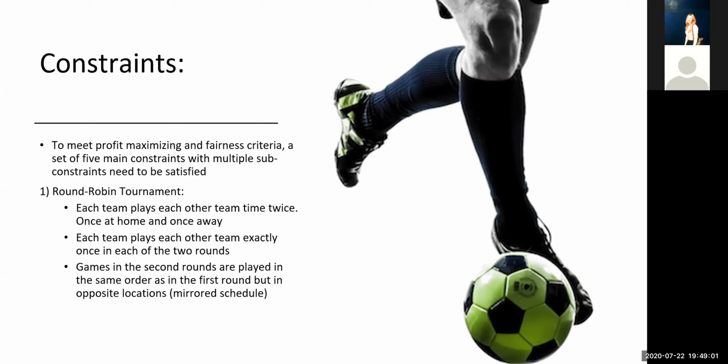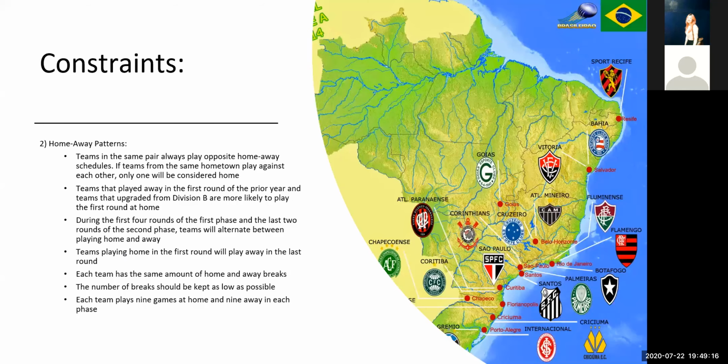Games in the second round are played in the same order as the first round is being played in, but in opposite locations. That's so-called mirrored schedules. The second set of constraints addresses the home and away pattern. Teams in the same pair always play opposite home-away schedules. If teams from the same hometown play against each other, only one of those will be considered home.